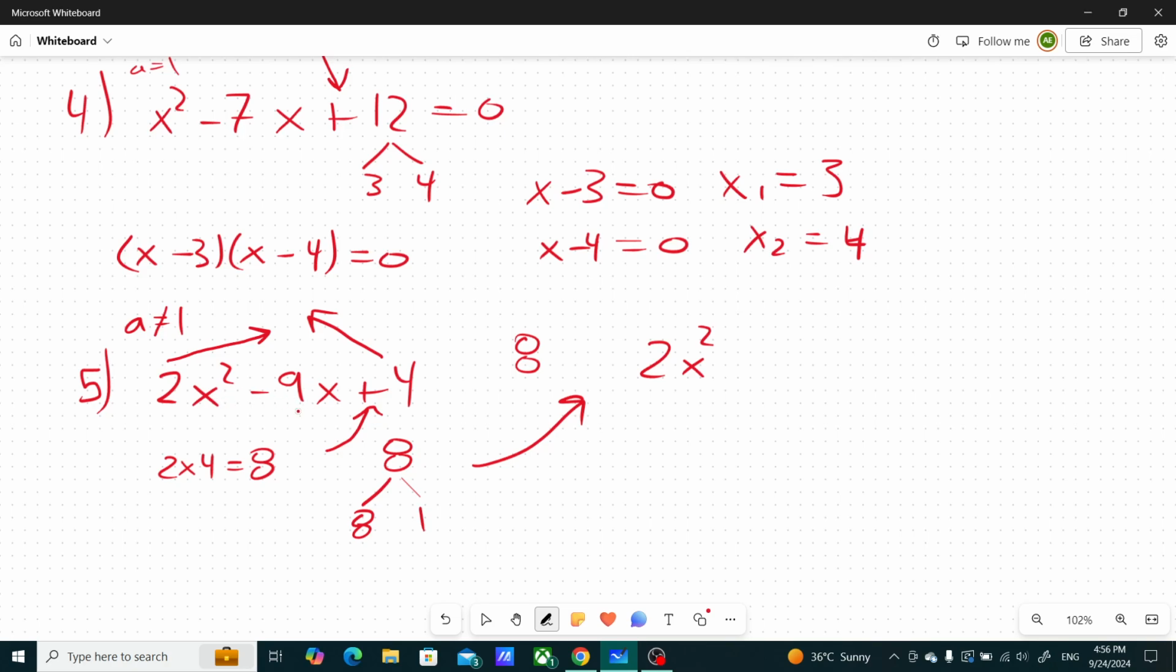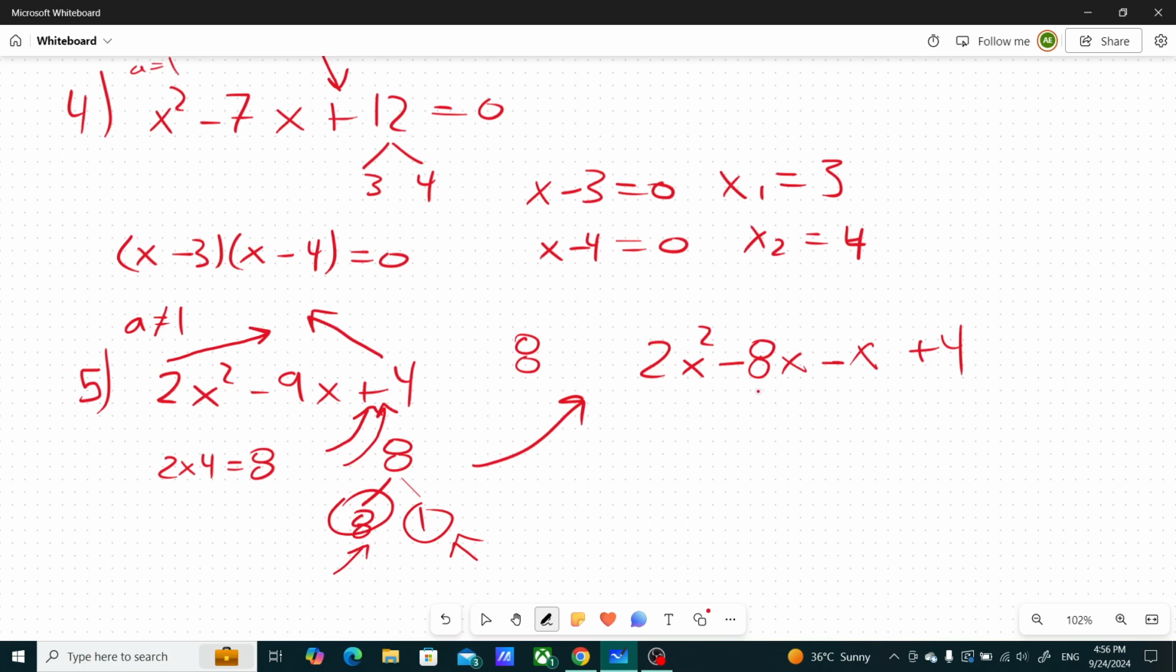this negative 9x into these factors. And again, the middle sign is a minus, so both the 8 and the 1 will take the middle sign. I will have a minus 8x, and I will have a minus 1x, or minus x. So basically, I'm rewriting it, including those two factors. Minus 8x, minus x, and then I have a plus 4.